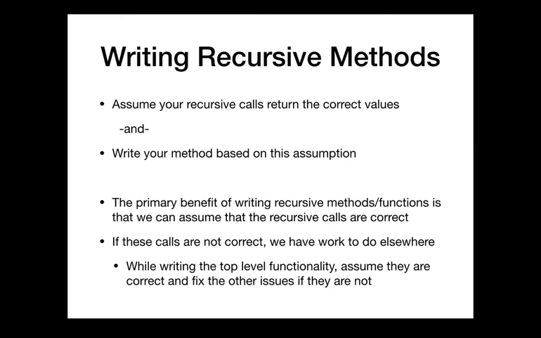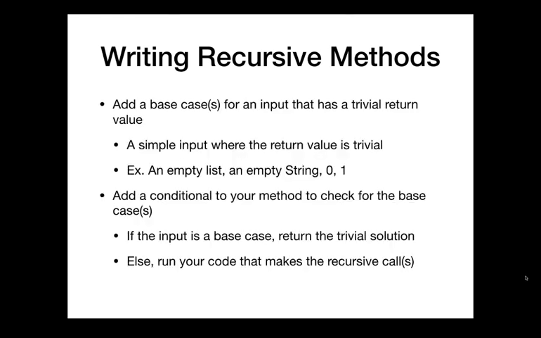So this is where we see some of the advantage of recursion. If this is not correct, if we do something wrong elsewhere, well, that's something we've got to fix. But write this algorithm based on that assumption. Just assume that it's going to work, and just go in there with confidence and write that method.